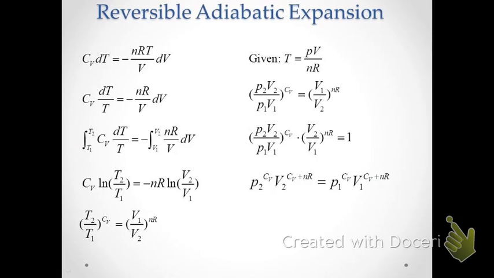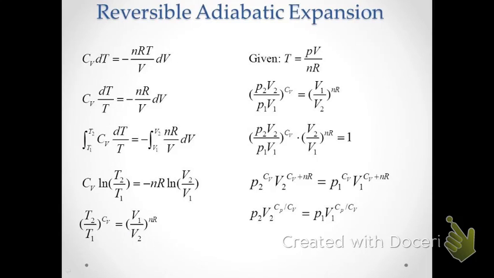Now, doing a little bit more rearrangement with our exponents, simply taking the CV root of both sides, which amounts to dividing all the exponents by CV, we end up with this expression: P2V2 raised to the CP over CV is equal to P1V1 raised to the CP over CV.